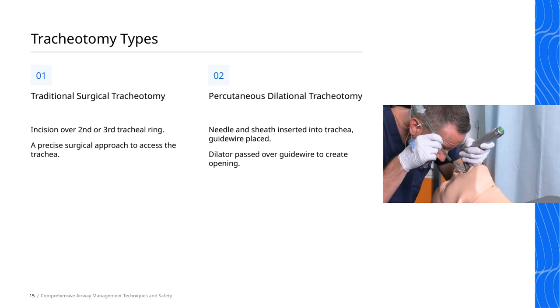In contrast, the traditional surgical tracheotomy involves making an incision over the second or third tracheal ring. It's a more precise surgical approach, often used when other methods are not suitable. Both techniques aim to establish a safe airway, but they differ in their execution and indications. Understanding these different tracheotomy types is essential for selecting the most appropriate method for each patient, ensuring safety and effectiveness in airway management.